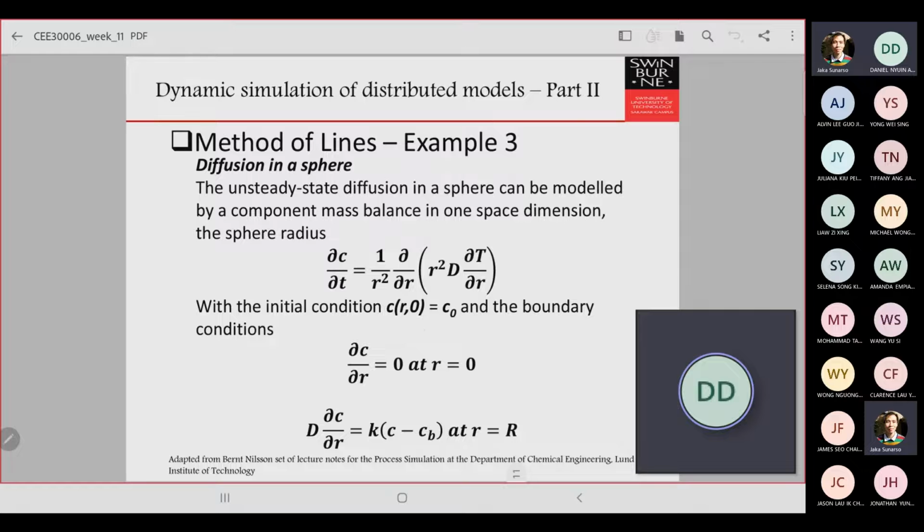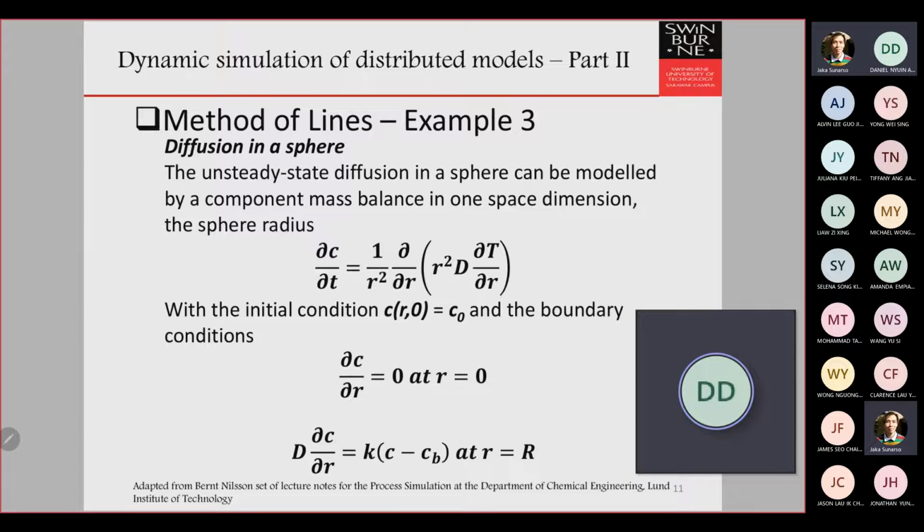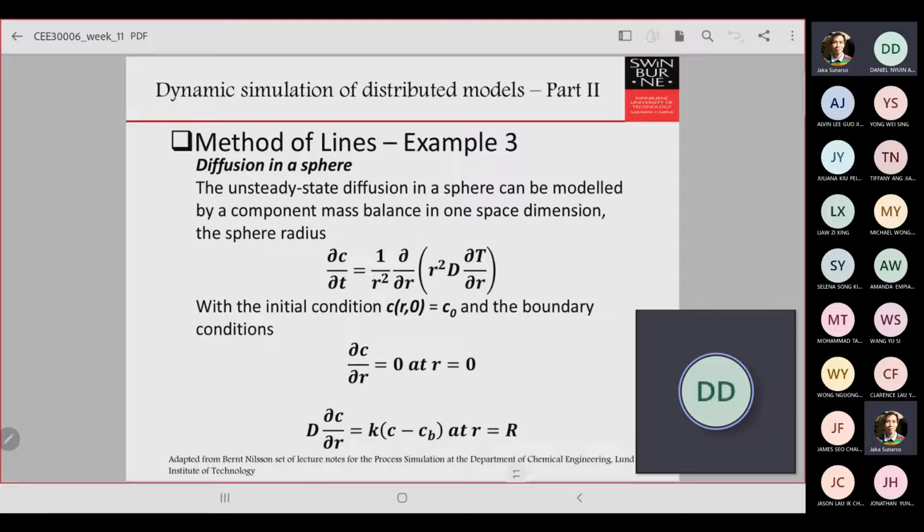The initial conditions will be the concentrations at every radius at time t equals 0 will be equal to C0. The boundary conditions will be the symmetry conditions. So the derivative of the concentration with respect to radius will be equal to 0 at r equal 0. Okay. The second boundary condition will be the diffusivity multiplied by the first derivative of concentration with respect to r is equal to k multiplied by c minus cb at r equal R.